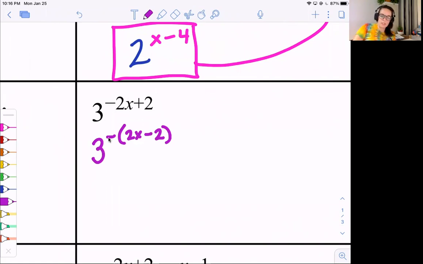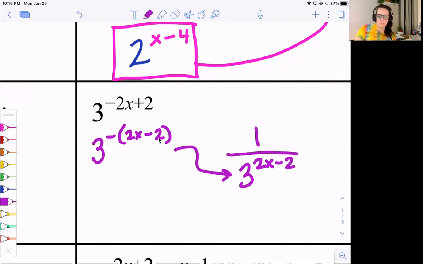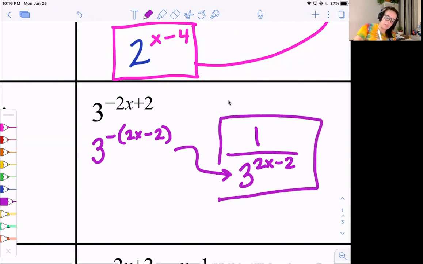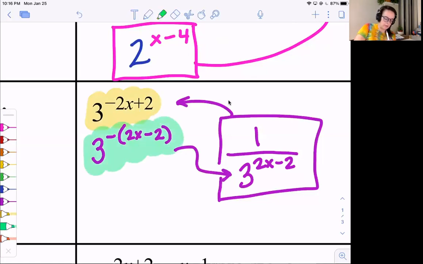So now, since this whole power is negative, that means that it can move to the bottom of a fraction, become 3 to the 2x minus 2 over 1, like that. We want to get rid of the leading negative, right? So yes, there is a minus in here, but we want to get rid of the leading negative. So this is technically the simplified version of this here, right? Remember all 3 steps, the yellow step, the green step, and this red step here. All 3 of these are equivalent, just writing them in different methods.